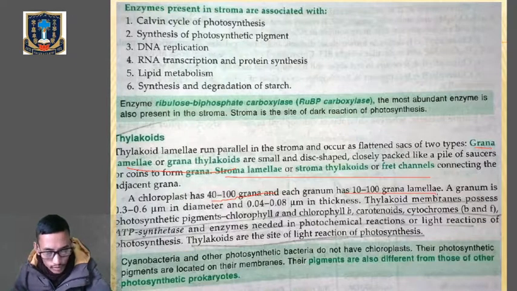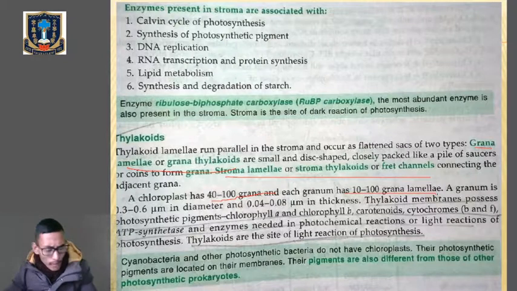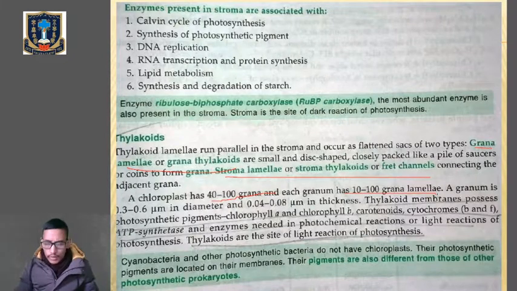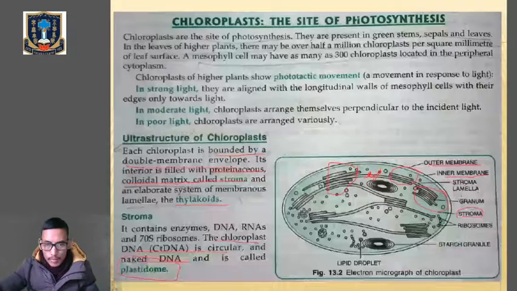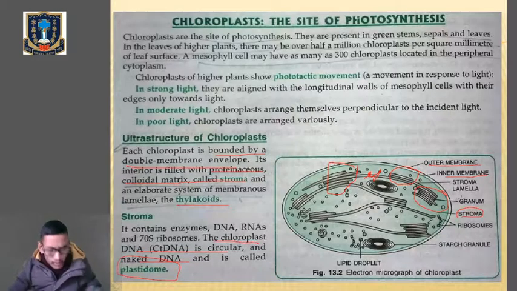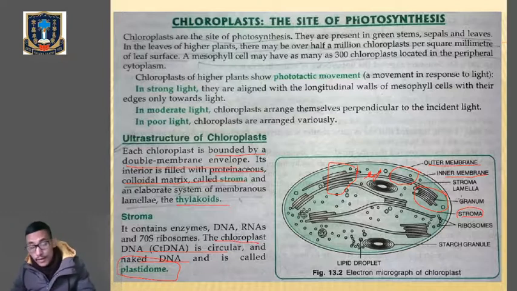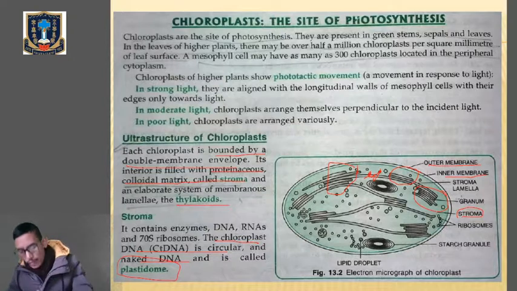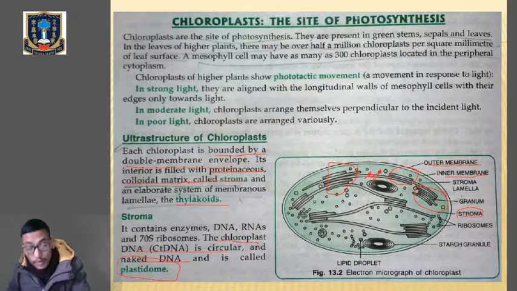So we have finished the structure of the chloroplast. We have learned that it's mainly a double membrane structure. We have got the outer membrane and the inner membrane, and it's divided into the stroma and the thylakoids. The stroma contains enzymes, DNA, RNA, and 70S ribosomes. The DNA is circular and naked, also called the plastidome. In the stroma there is the Calvin cycle, synthesis of photosynthetic pigments, DNA replication, protein synthesis, RNA transcription, and lipid metabolism. All these events take place in the stroma.